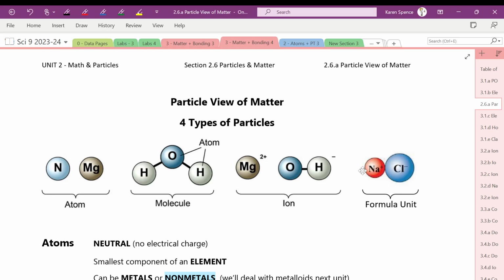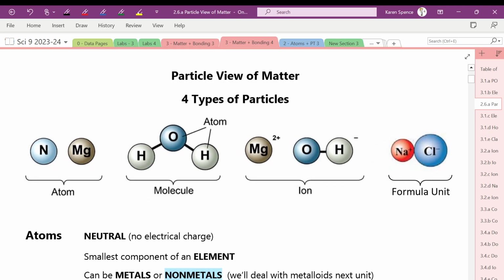There are atoms. There are ions. There are molecules. There are formula units. What type of elements are molecules made from? Made from nonmetals, yes.